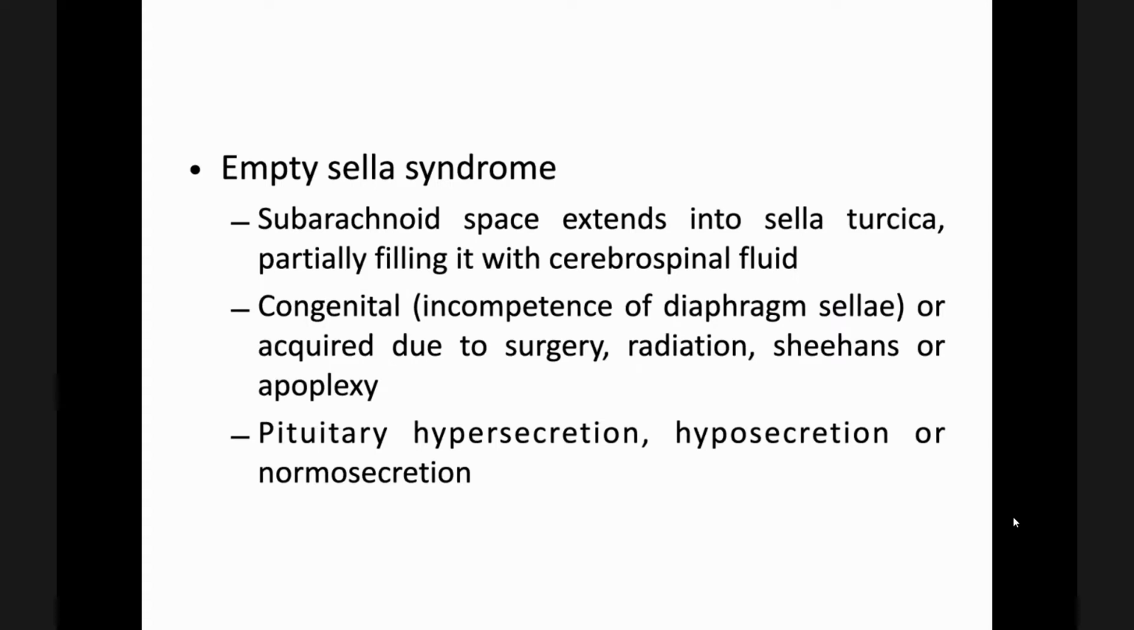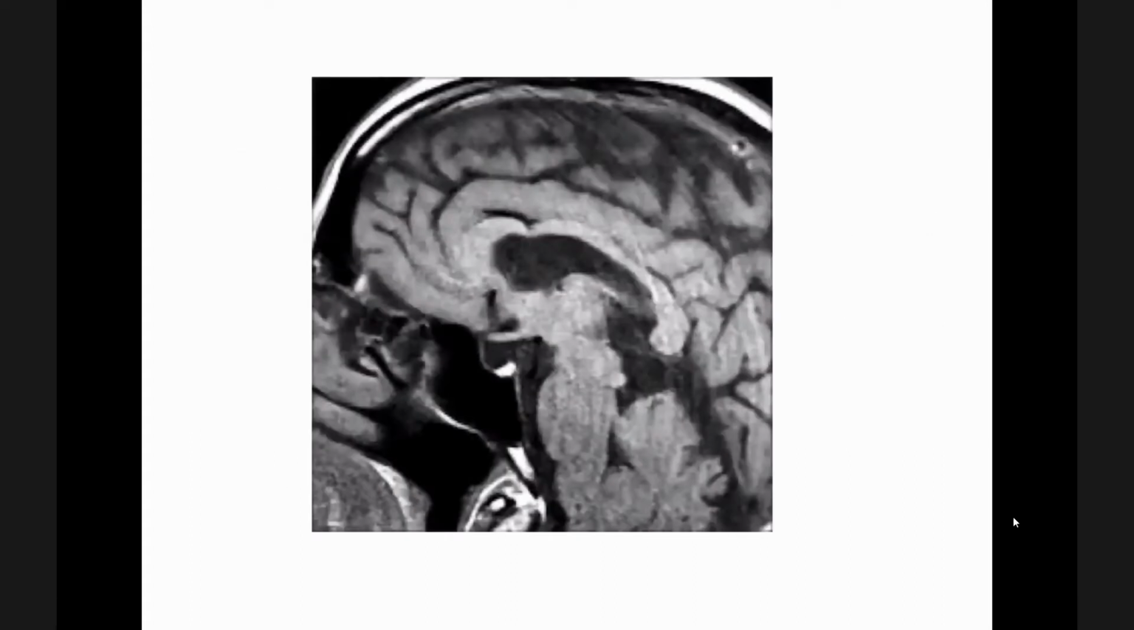That means the subarachnoid space extends into the sella turcica, partially filling it with cerebrospinal fluid. If partially filled, it is partially empty sella syndrome, or fully empty sella syndrome. These features may be due to congenital defects or acquired due to surgery, radiation. The patient may present with hypersecretion, hyposecretion, or normal secretion too.